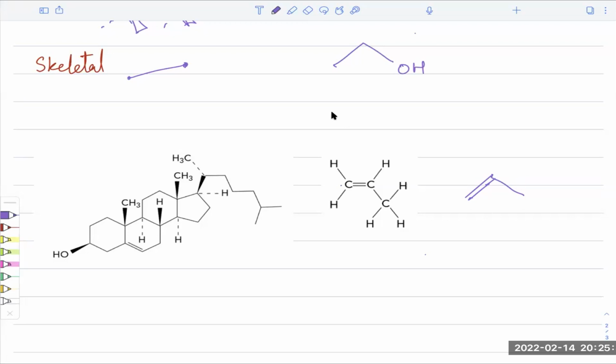How would I convert it to a structural formula? Start from the left side. I see the first carbon, it has two hydrogen with it. Next carbon, one hydrogen with it.